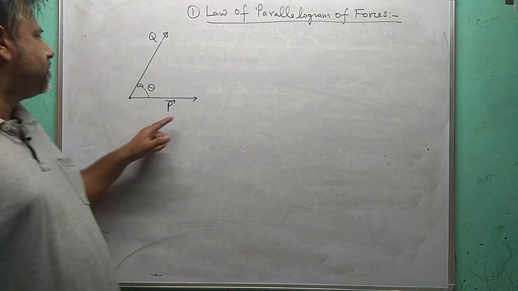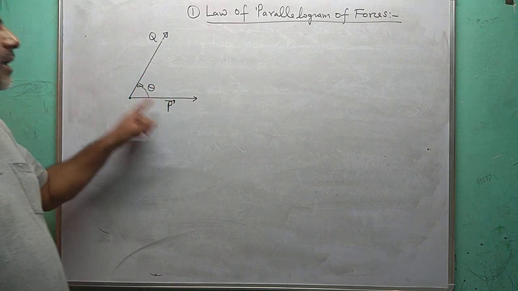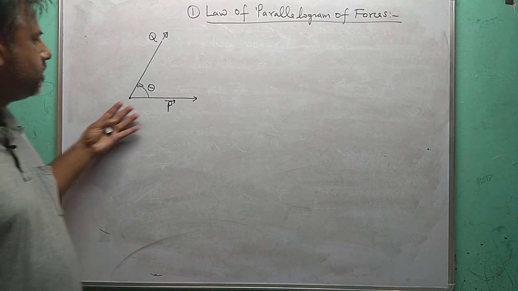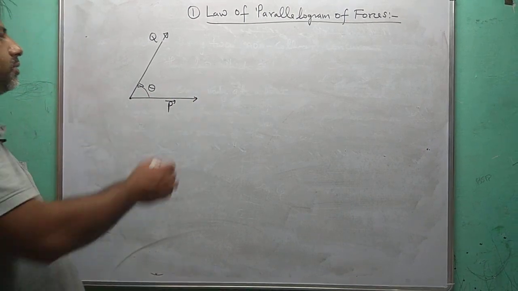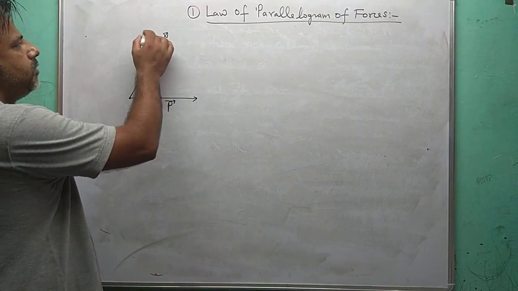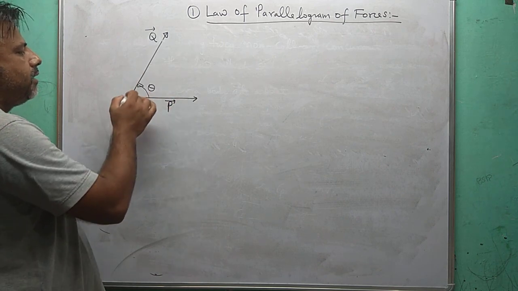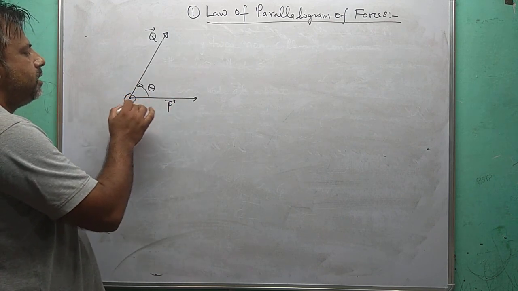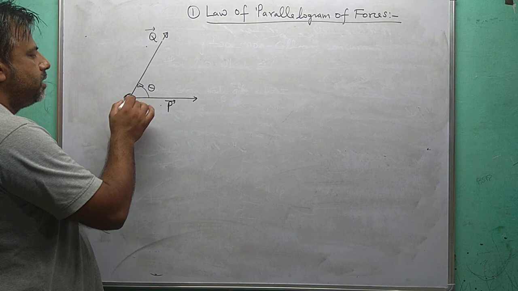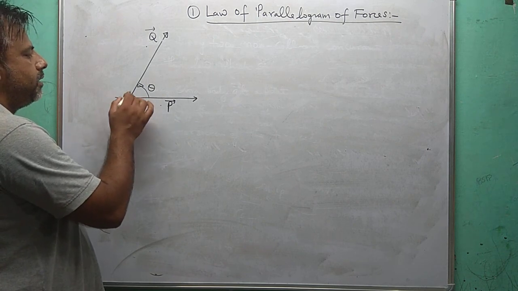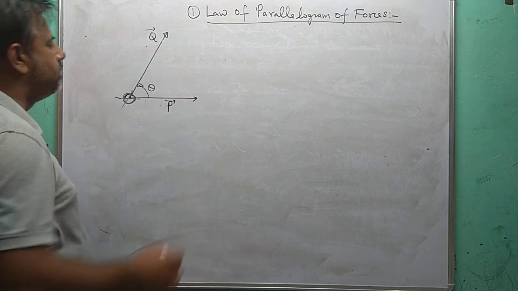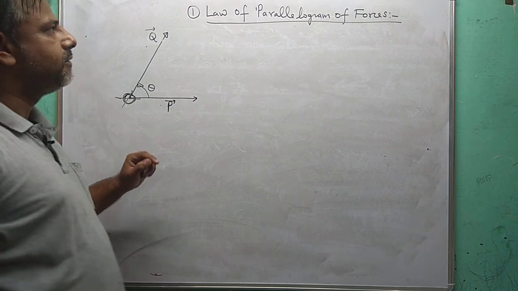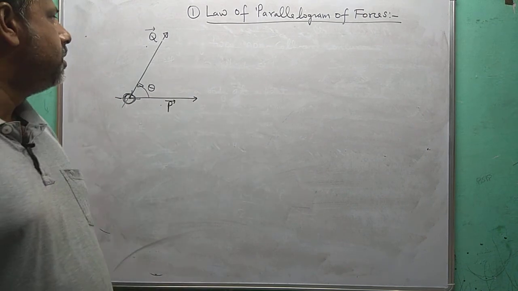So here these two forces are coplanar. Coplanar means forces are acting in the same plane. So in this case, P and Q forces are coplanar and concurrent forces. Concurrent means these two forces pass through a common point like this. So the magnitude of these two forces you can find out using the parallelogram law.